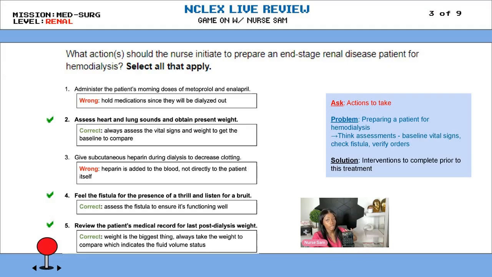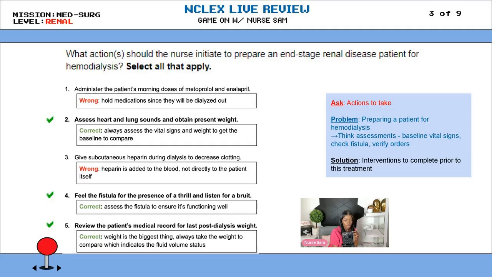1 was wrong. A lot of people chose 1, but this is why it's wrong. Administer the patient's morning doses of metoprolol and enalapril. You always want to hold their medications right before going to dialysis because what's going to happen at dialysis? They're going to dialyze it out, right? Exactly. It's going to go in and then go right out, so it's a waste of medication. That's why you want to hold their medications.